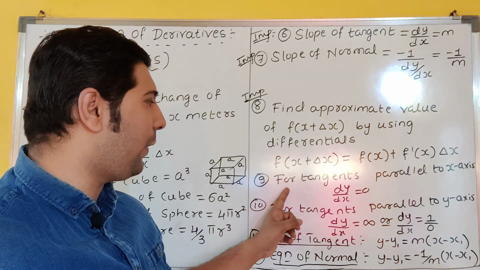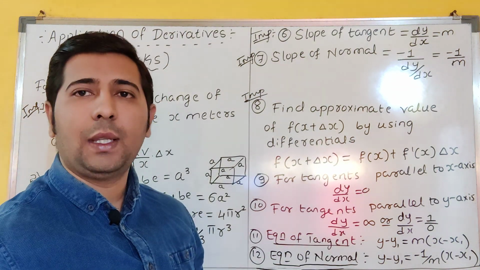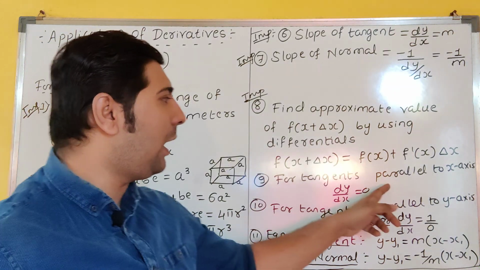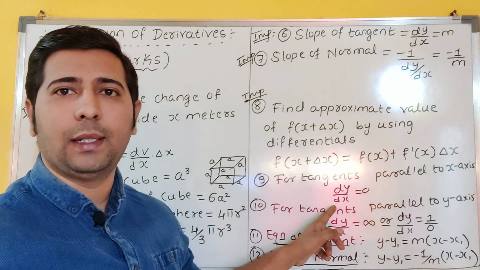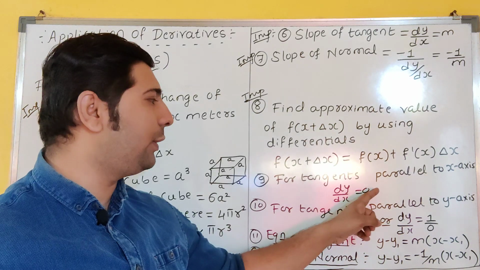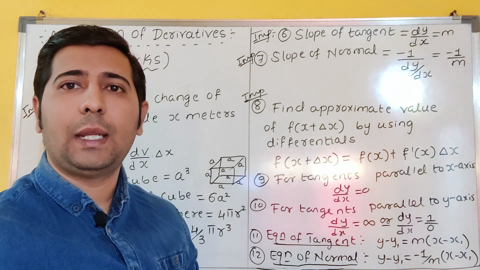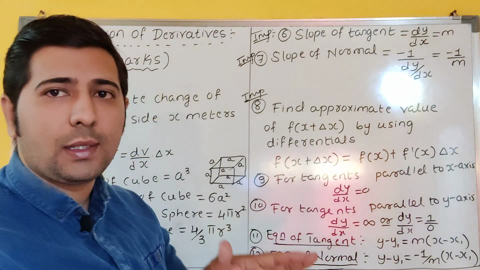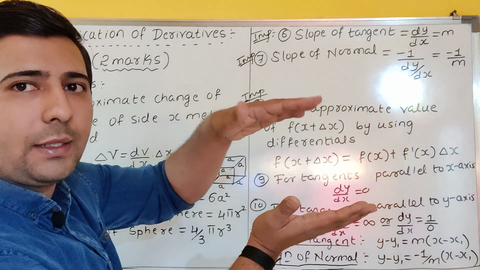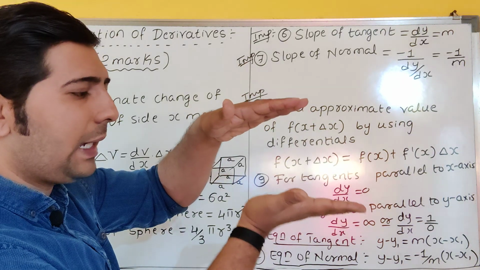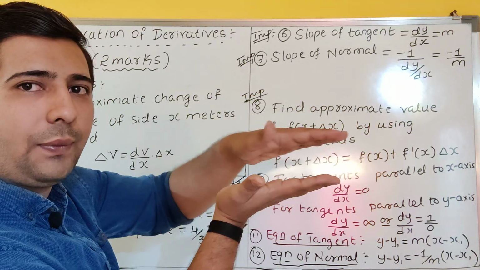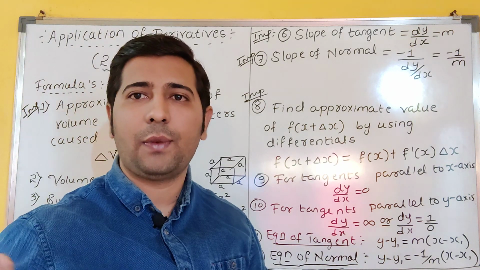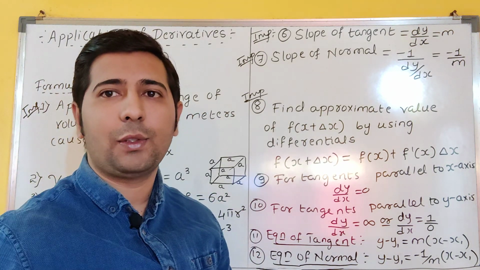So next question, if tangents are parallel to x axis, it means dy by dx is equal to 0, student. Dy by dx will become 0. Clear? Because see, this is a tangent, and you think this is the x axis. If they are parallel, their angle will be 0. Tan 0 is 0 only. So m is equal to 0 we will get.